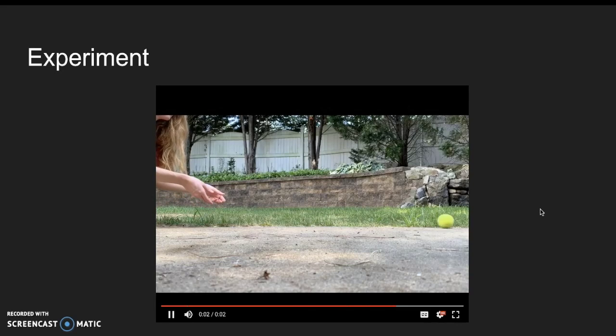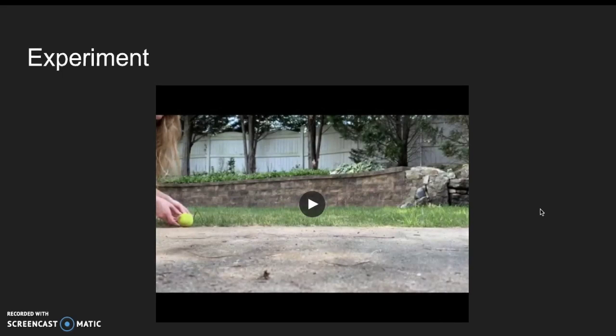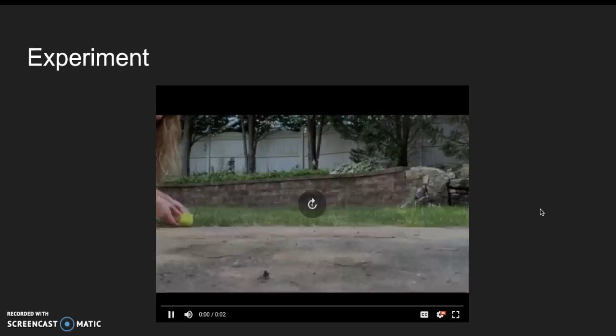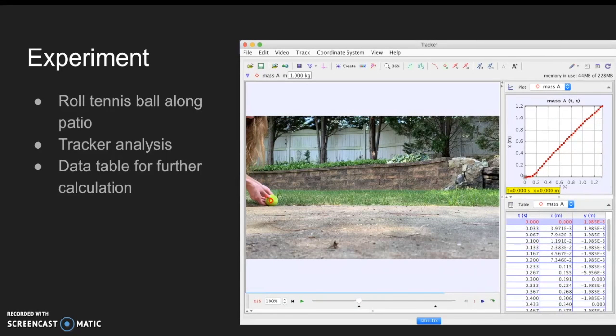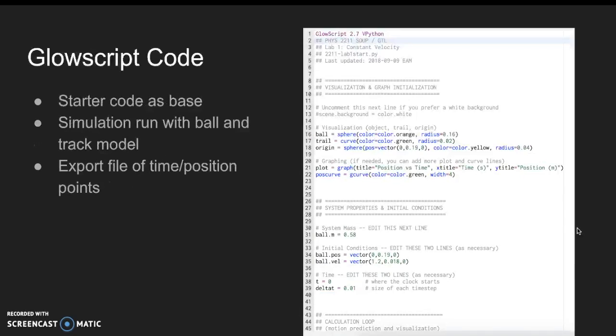So just really short, tennis ball moving across a flat concrete patio. The tracker analysis is pictured here. I went through and plotted the motion of the ball along the patio, and tracker made this graph and this table for further analysis. This is some of the GlowScript code that I used.